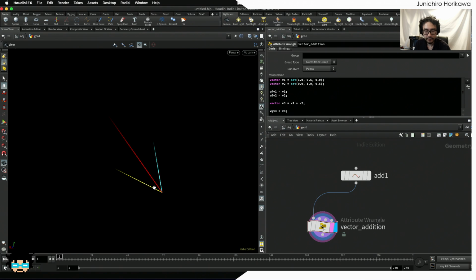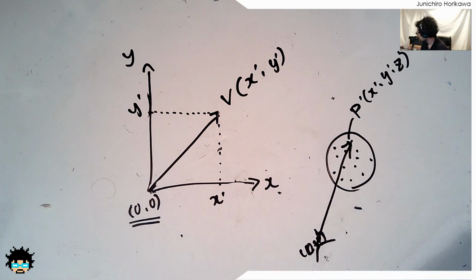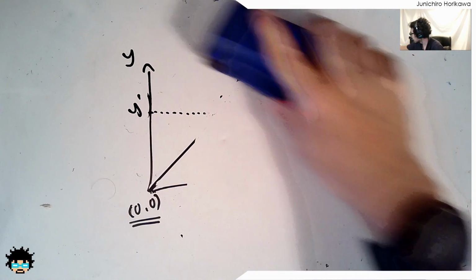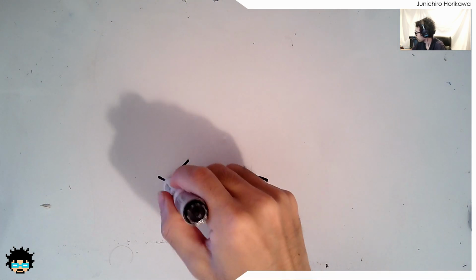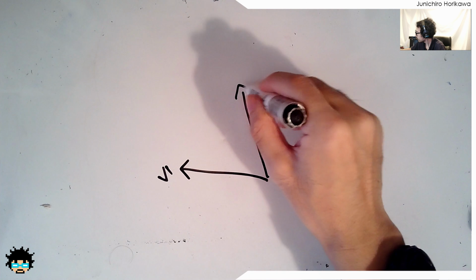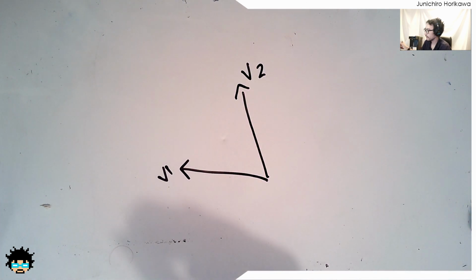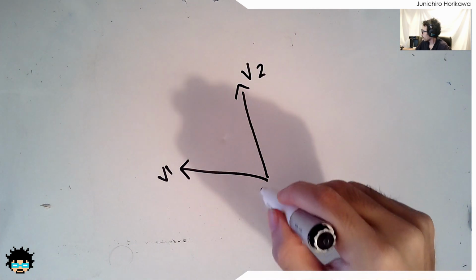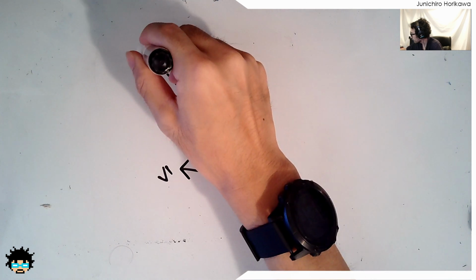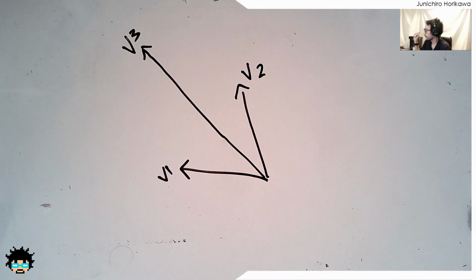Let's try to draw the relationship for the addition in this sketch first. First of all, we had two vectors. One is v1, one is v2. Okay, and when we added, we had a new vector, something looking like this, v3. So how does this work? The direction changed and the size also changed.